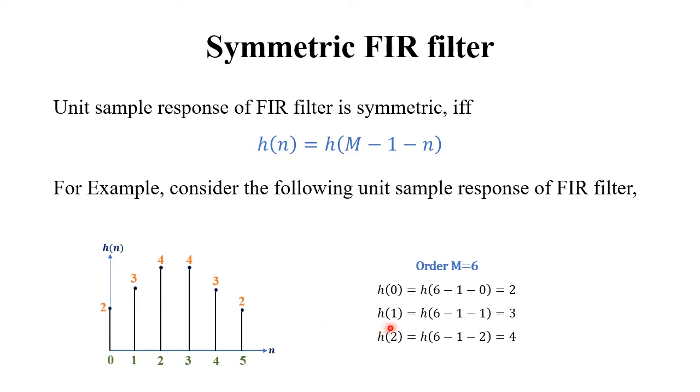Similarly, if we substitute n is equal to 1, then h of 1 is equal to h of 4 and its value is equal to 3, which is satisfied. Then at n is equal to 2, h of 2 is equal to h of 3 and its value is equal to 4. In simple terms, with respect to the midpoint, if we perform the folding operation, the values which overlap each other must have the same h of n values. Then it is a symmetric FIR filter, and with respect to the expression also, it satisfies the criterion of symmetry. Therefore this realization belongs to the symmetric FIR filter, or simply, h of n is equal to h of M minus 1 minus n is satisfied here.